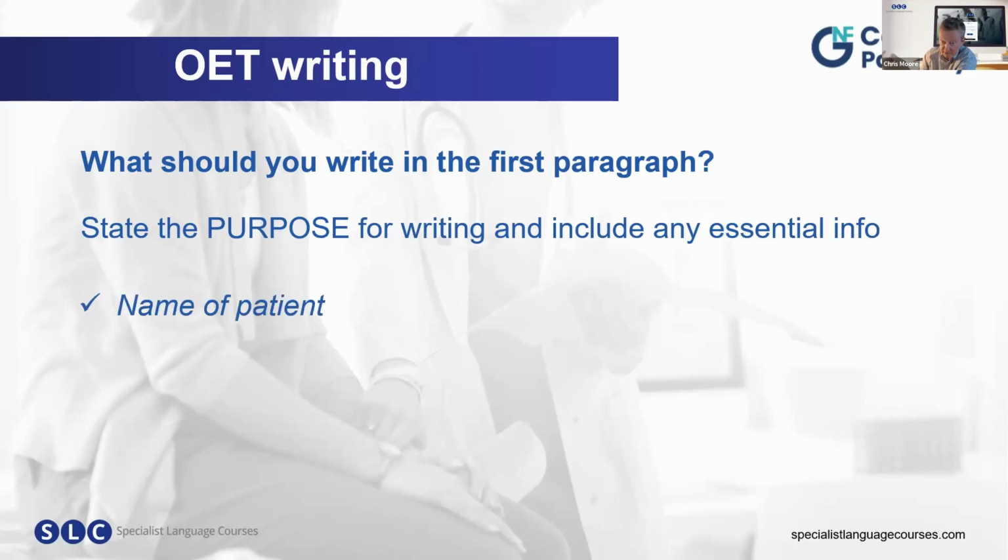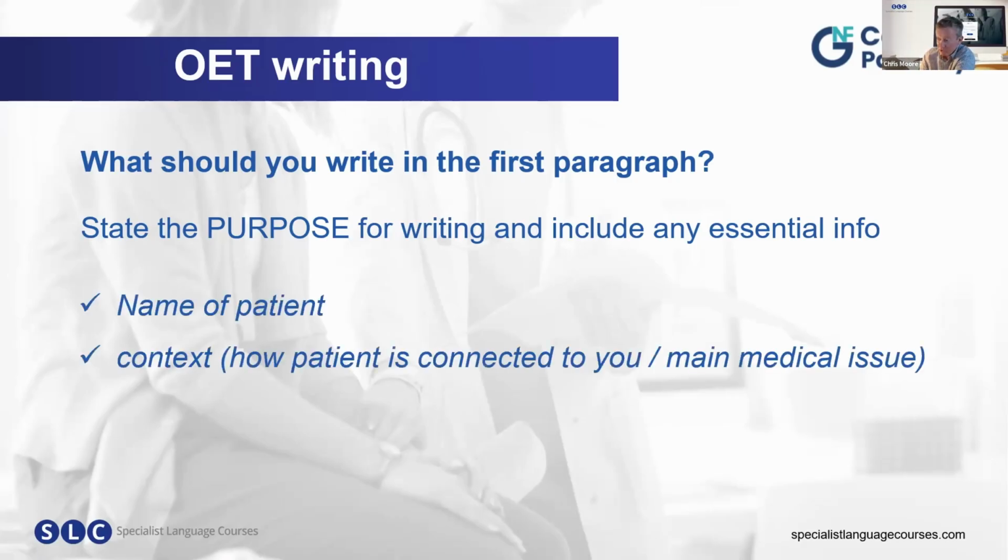So you need the name of the patient, pretty clear. You need the context. So how the patient is connected with you, what the main medical issue is, and you need the reason why you are writing. So, for example, if I'm writing from a hospital and I'm writing to a care home manager, or I'm writing to a GP doctor, they need to understand why I am writing to them. You know, that needs to be really clear for them. And this is what OET will mark you on.